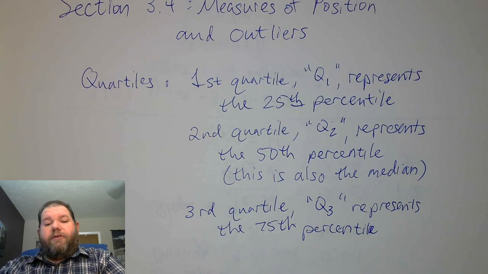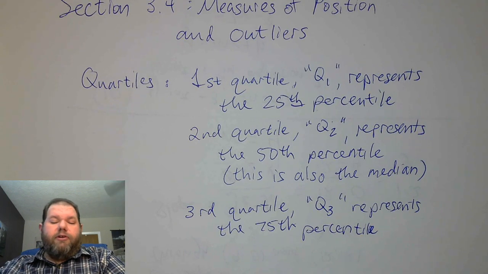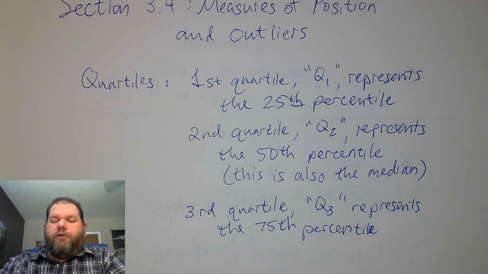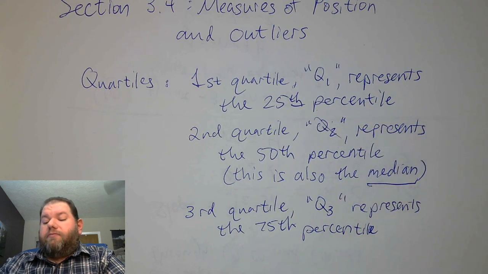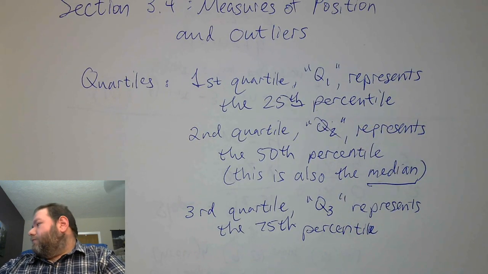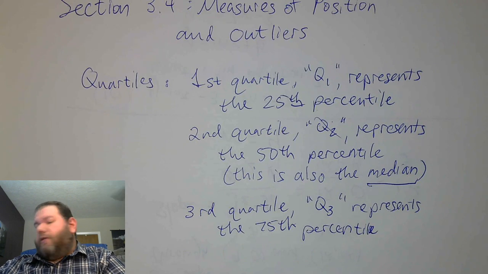So whenever we find the quartiles, we tend to find the ones that are actually in between the minimum and the maximum, and that would be Q1, Q2, and Q3. Although we don't really call this Q2, we'll actually just call it the median. So keep that in mind.